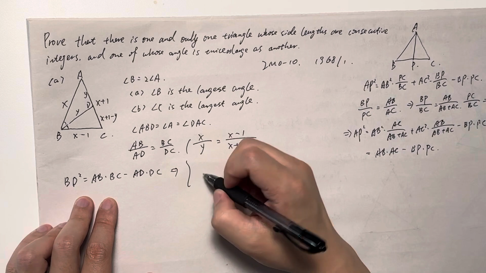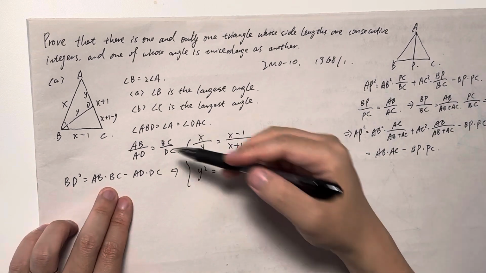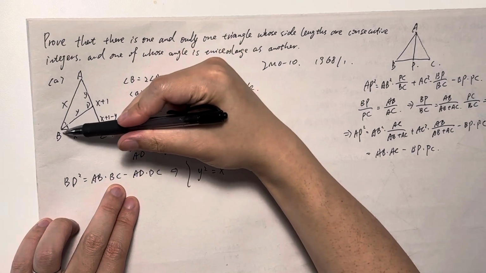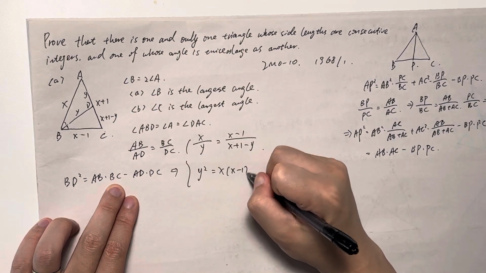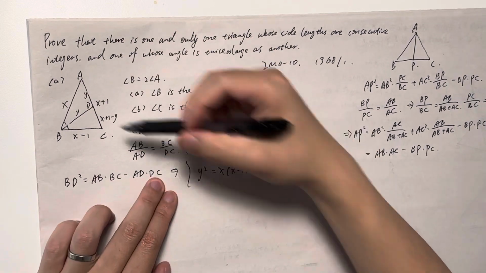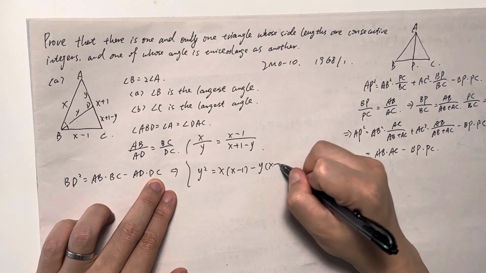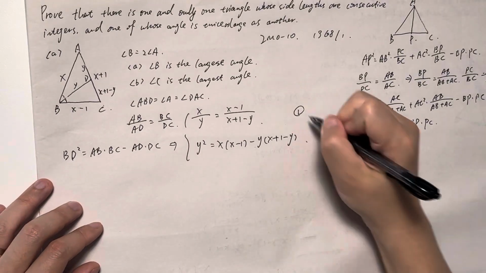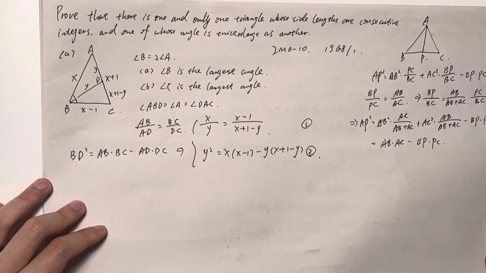So BD squared, that's y squared, equals AB, x, times BC, x minus 1, minus AD, which is y, times DC, the length of which is x plus 1 minus y. This is the first equation, this is the second equation.